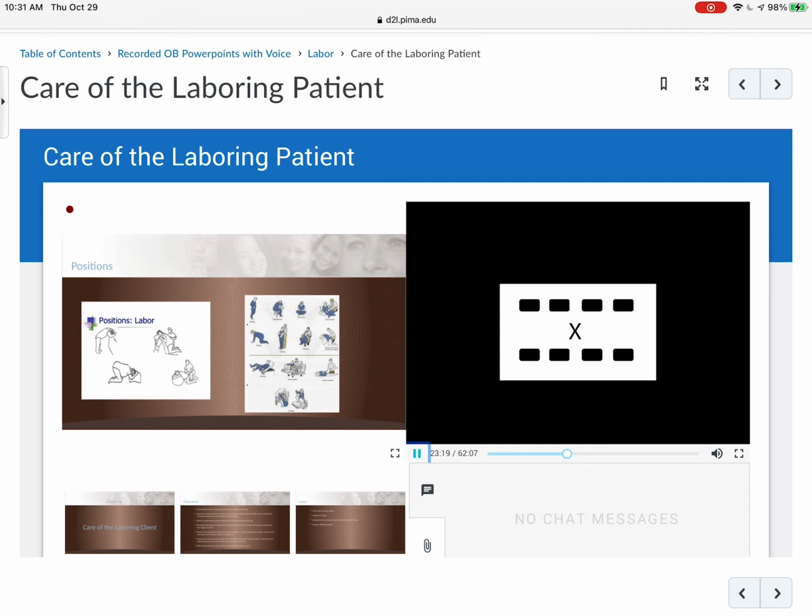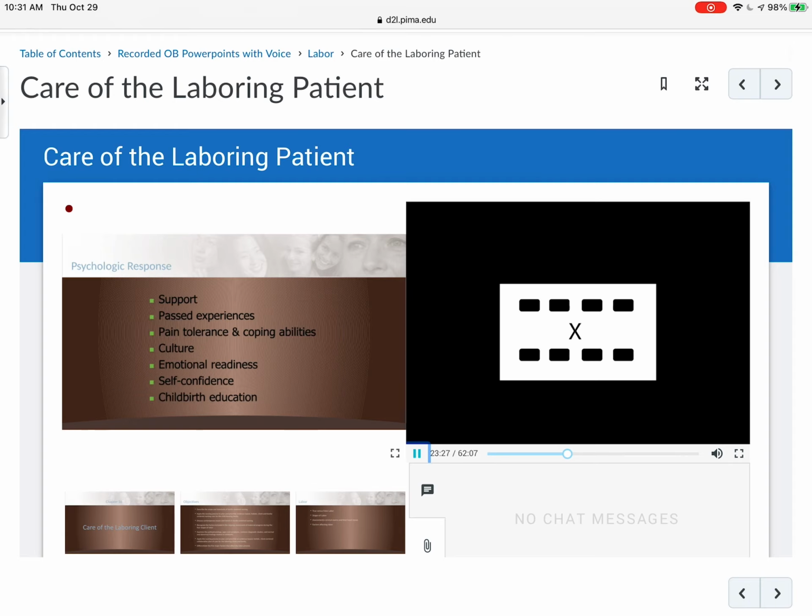Sideline position is always good. Squatting, we have the squat bar, which you can see on the bottom right-hand for the squatting position, and that would ease in pushing. Or just bring the baby down.